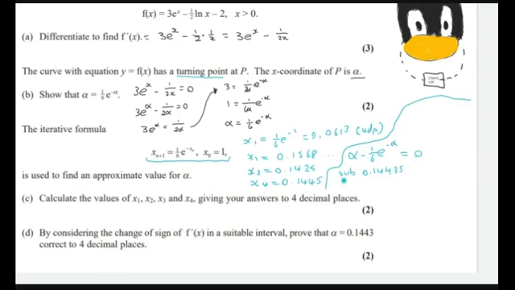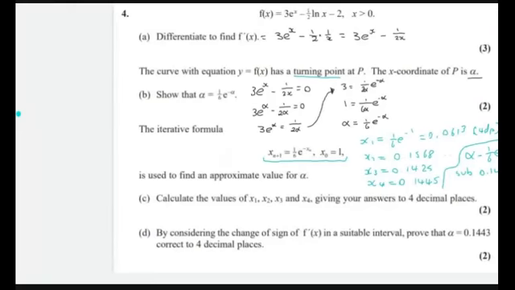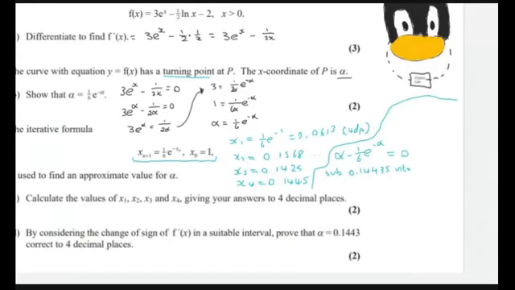So, yeah. I remember being told that if a question asks for you to prove something, you can't use the actual number. For this, we're not using the number. No, but you've been given alpha equals 0.1443. I've always been told that when you have a proof, you can't actually use any of the data inside. So when we're considering the change of sign, what we can do is substitute a value slightly bigger than this and slightly smaller than this, and therefore the answer must be somewhere in between. Okay.